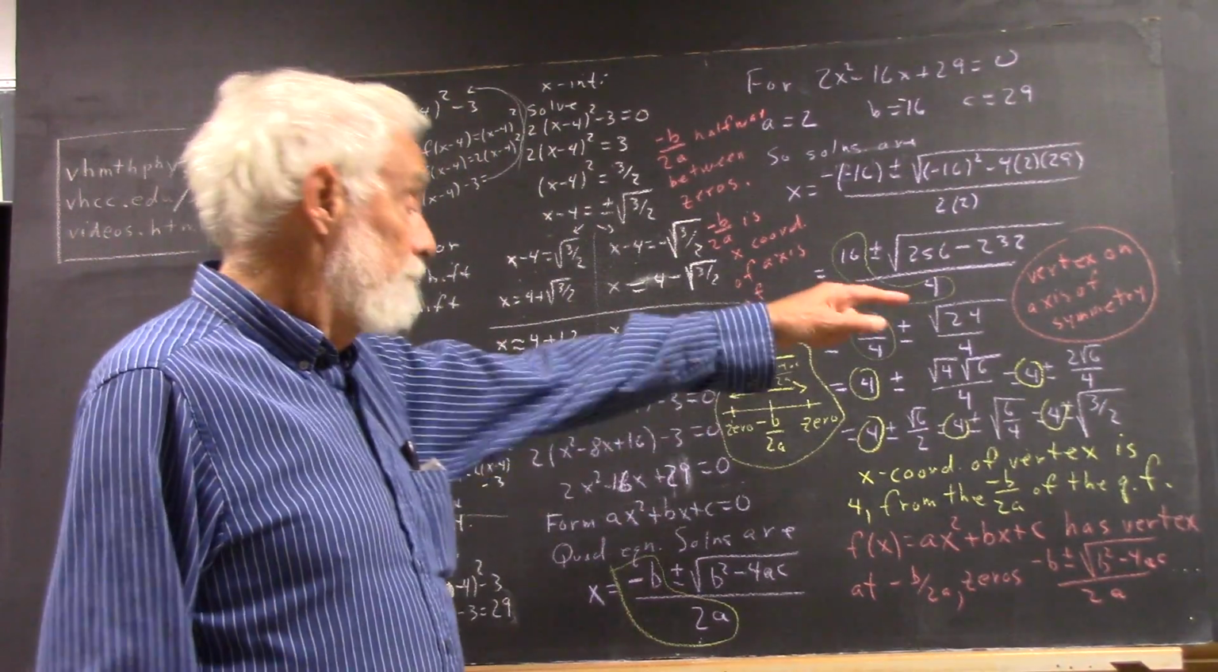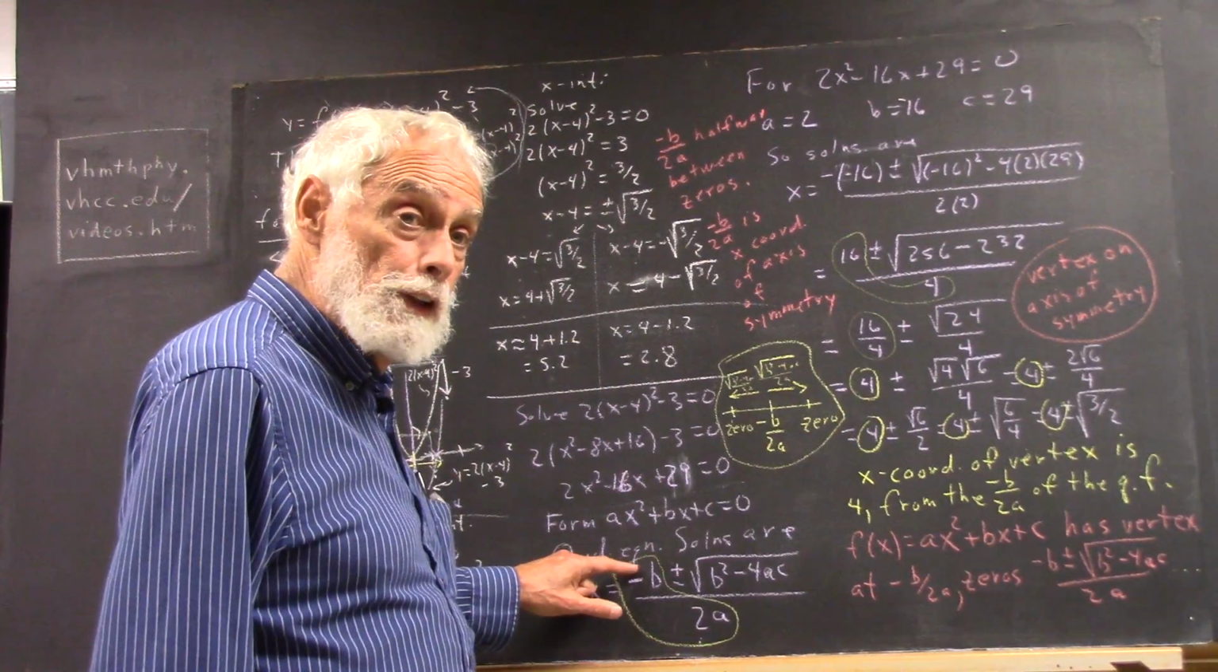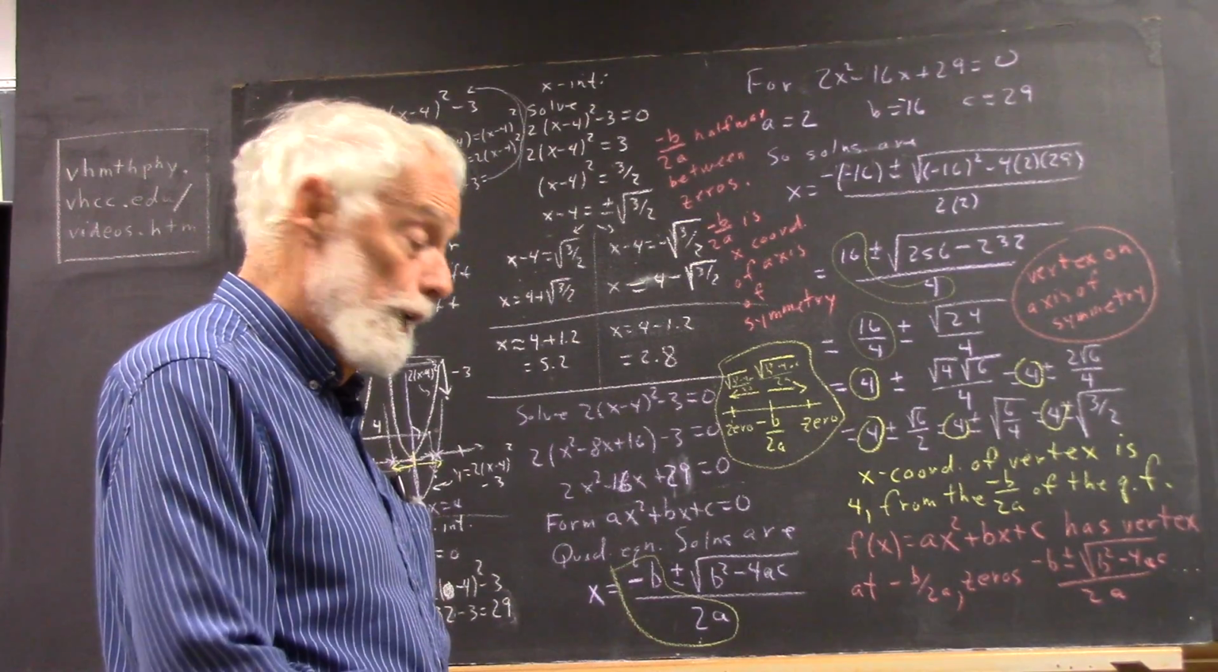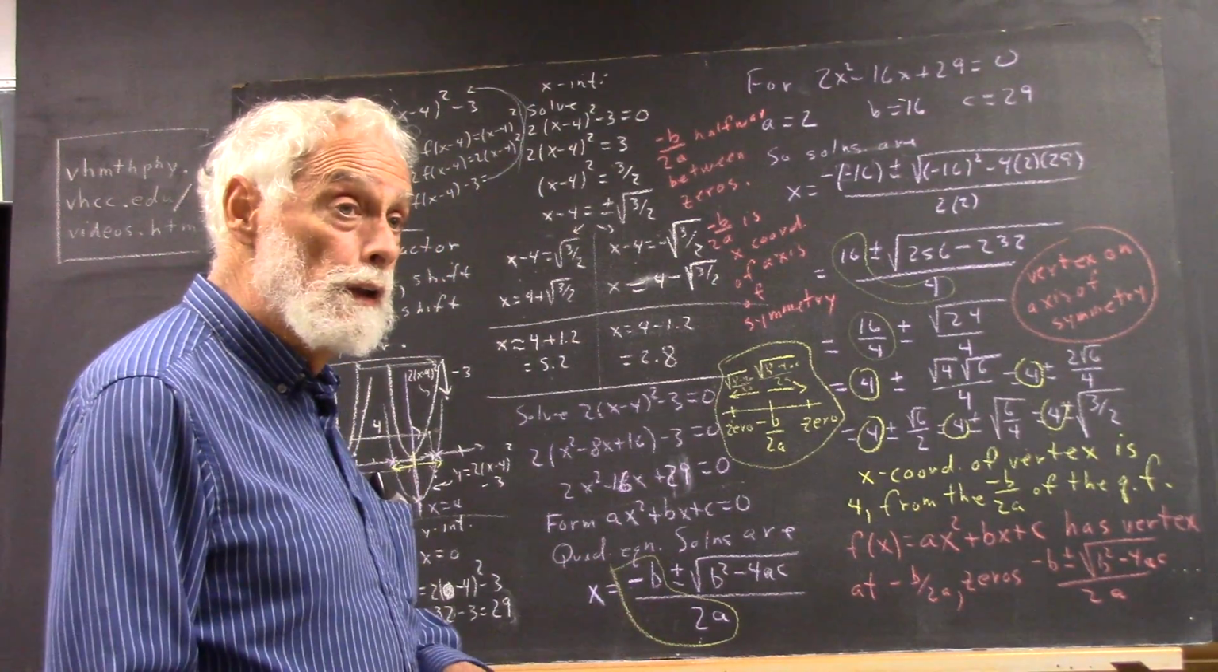And again, that axis of symmetry is characterized by x equals negative b over 2a. So this is the x-coordinate of our vertex.